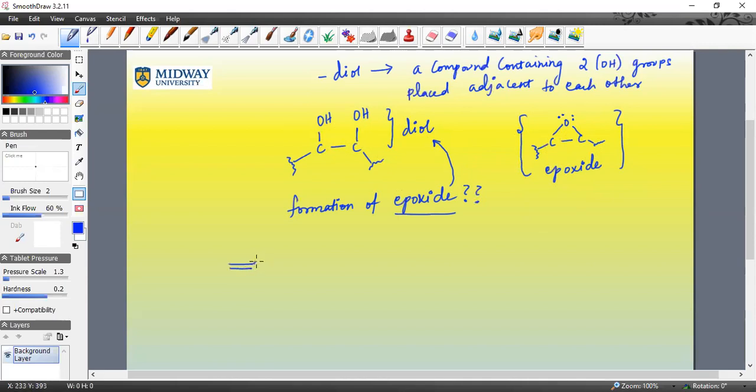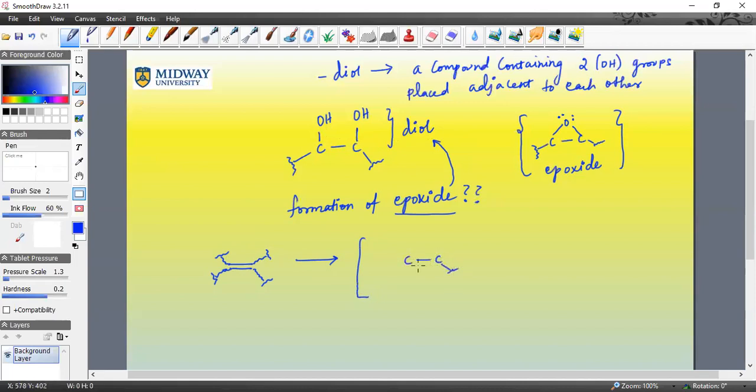Here is a compound containing, I'm not going to put anything specific, I'm just going to focus on the double bond. So this is whatever is attached to this carbon. You may have multiple carbons or single carbons, it doesn't matter. What I'm trying to focus on here is that you're starting with a compound containing a double bond, and your ultimate goal is a diol, that is two hydroxy groups placed adjacent to each other. This has to go through this epoxide form.